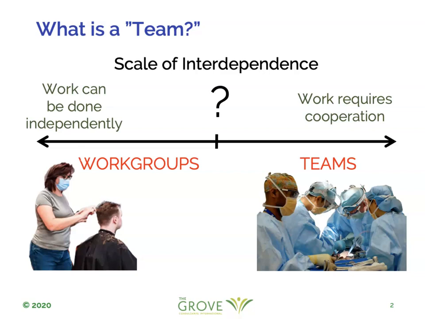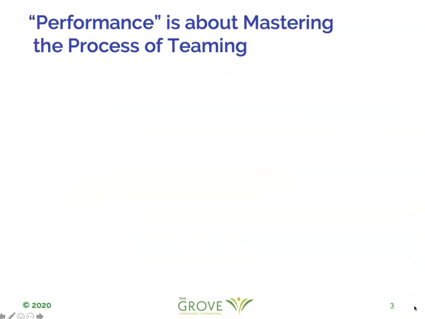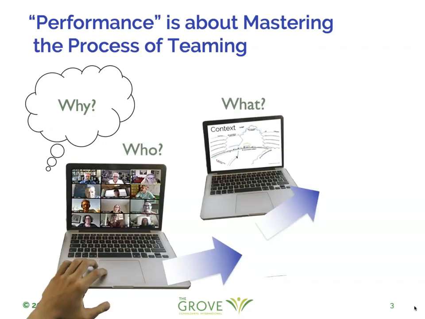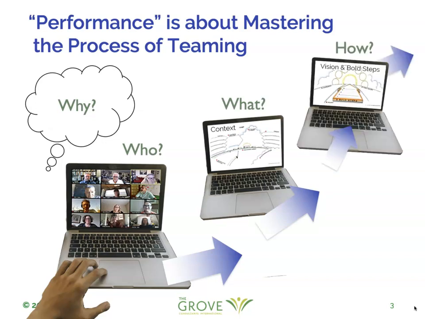And if you just apply teaming and team development across the board without making these distinctions, it's not as effective as if people know that there are different levels of intensity that you have to engage in order to really get performance. So what is performance? Well, performance is about mastering the process of teaming, which simply can be thought of as sequencing together the answer to why you're meeting, who you're working with, what is the context and the goals that you're aiming at, and how you're going to do it.